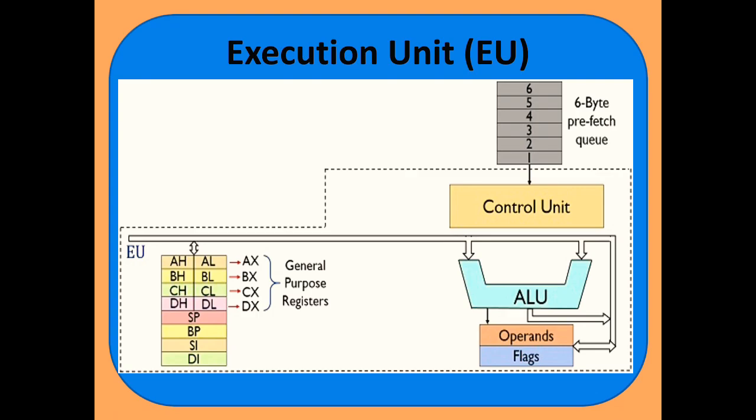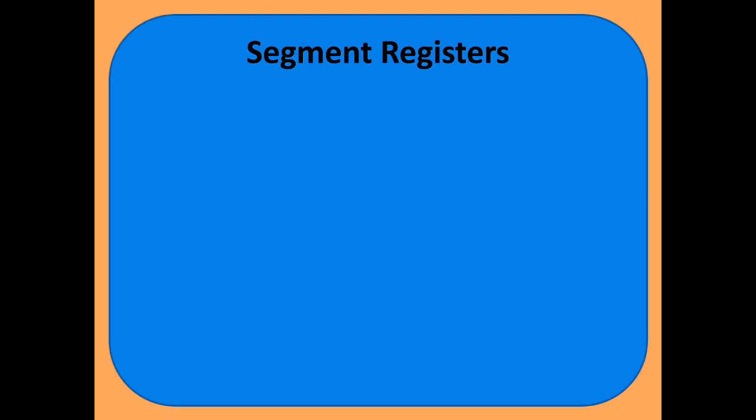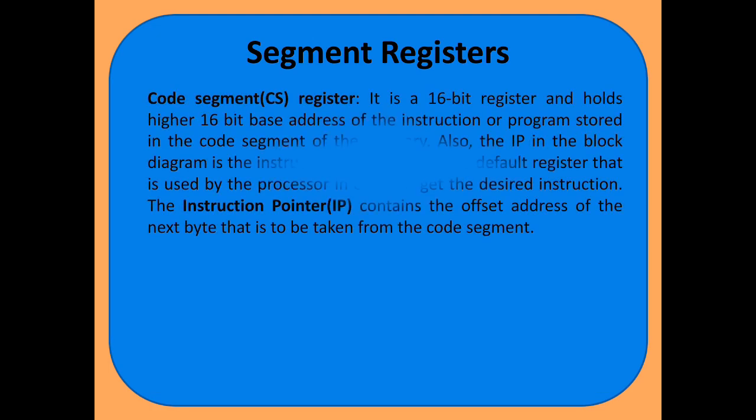Now we can see each and every part of 8086 individually. First, the segment registers. In the block diagram, the segment registers are marked with a red rectangle. The segment registers are 16-bit registers which always store the base address of the respective segments. The code segment register is a 16-bit register which holds the higher 16-bit base address of the instructions or program stored in the code segment.